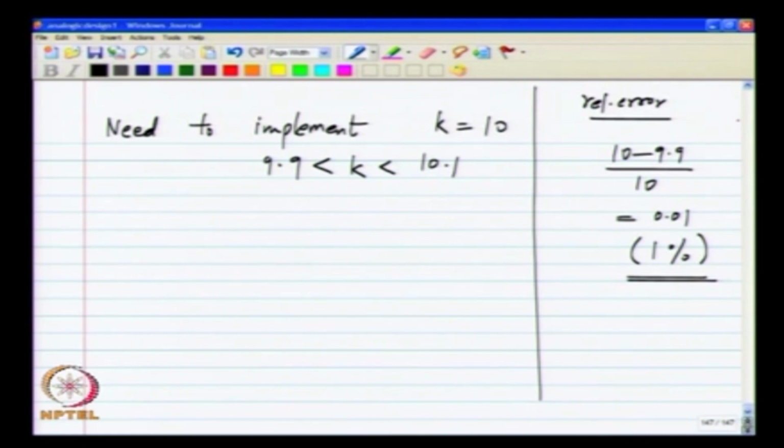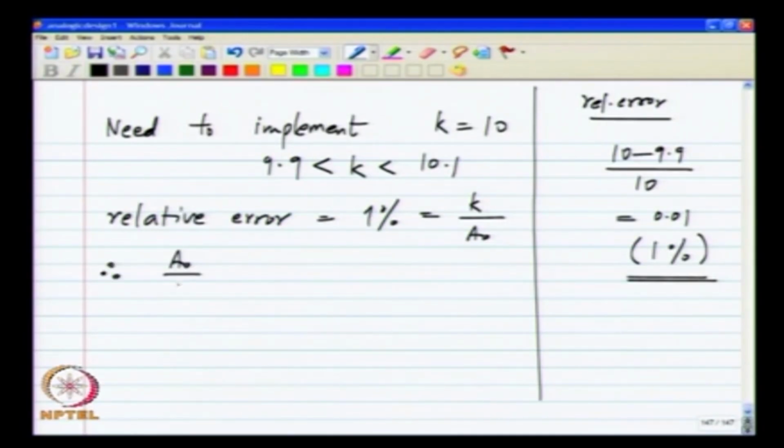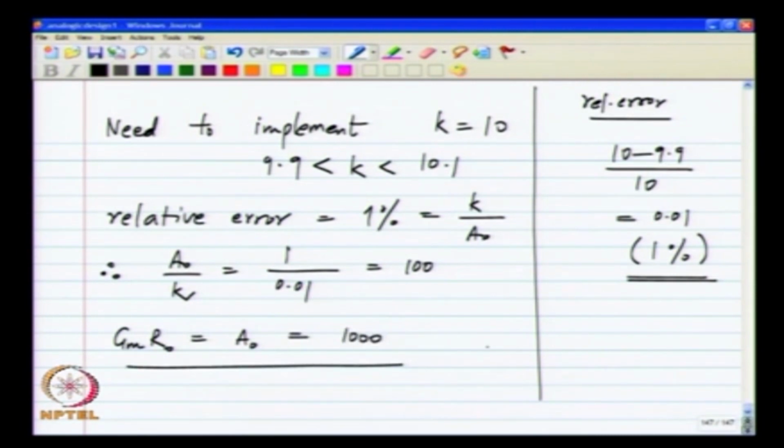The relative error is 1%. So, we need a sufficiently high DC loop gain. This we know as k by A naught, the reciprocal of the DC loop gain. Therefore, the DC loop gain has to be 100, and therefore, the DC gain of the op amp, Gm times R naught, which is A naught, should be 1000. Okay. So, this now puts some more constraints on the op amp.